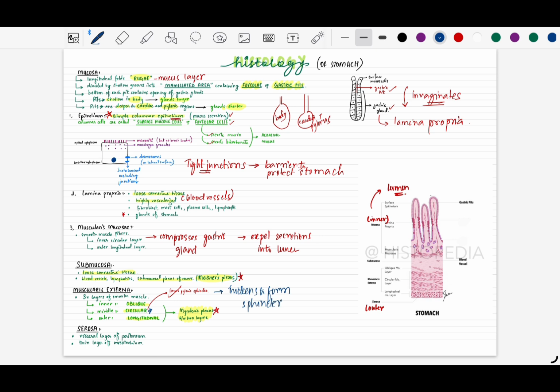Then we have the serosa. Now the serosa is lined by the visceral layer of peritoneum and a thin layer of mesothelium, which is squamous epithelium. And like we already discussed, the serosa is going to be the outermost layer, while the mucosa is the innermost layer and it faces the lumen.